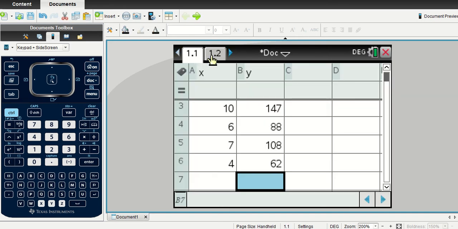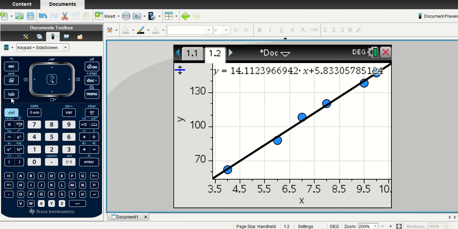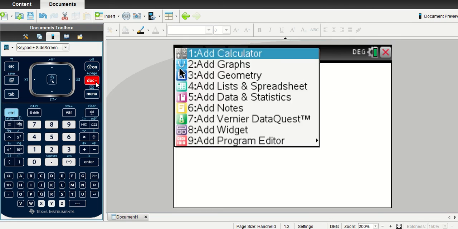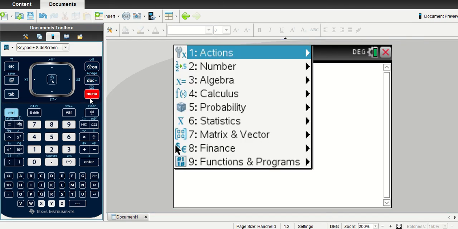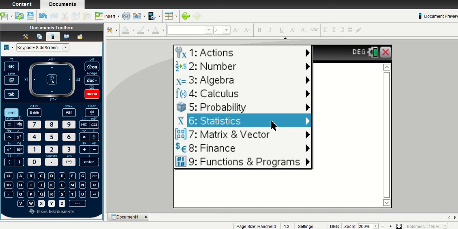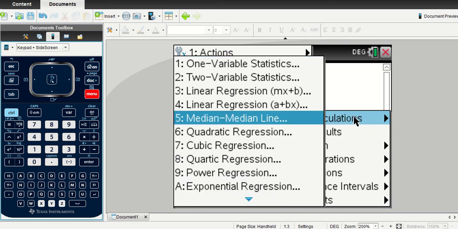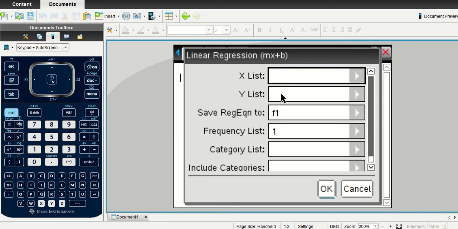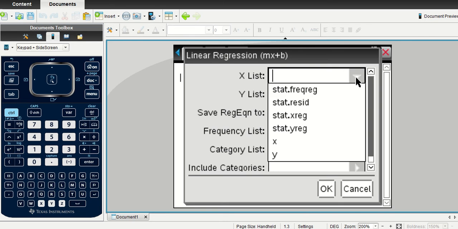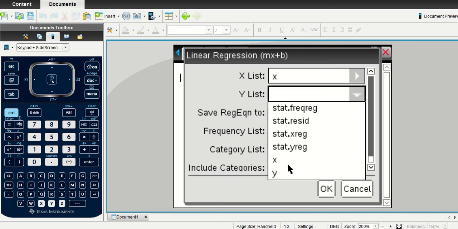Now, we can also add in a regular calculator page. So Control Document again, Calculator, and we're going to do our statistics analysis. So we're going to go to Menu, Stats, Stat Calculations. We're going to go to Linear Regression. It's going to ask us what our lists are. So X is X, Y is Y.